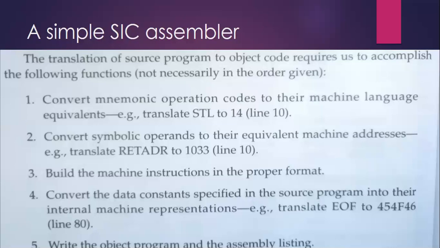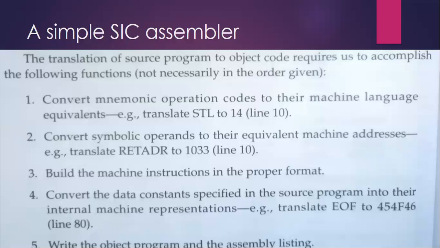Okay, say the labels, whatever we are using. See, in case of this, the second example: translate RETADR, meaning return address, to 1033. Return address is the operand we are using in our program, and it is defined at a line number or address location called 1033.